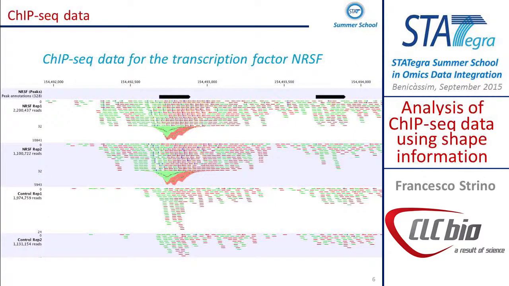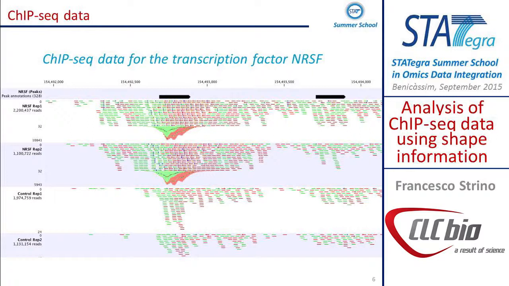So how does ChIP-seq data look like? This is data from a transcription factor, and we assume that it is binding here and also here, but here much stronger binding and here a bit weaker. And I have two replicates for a transcription factor.